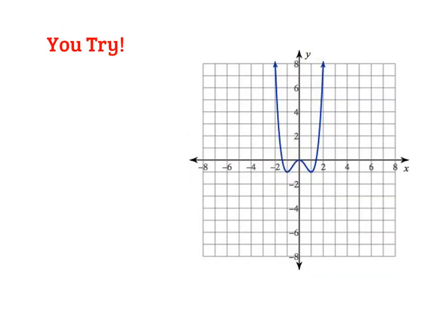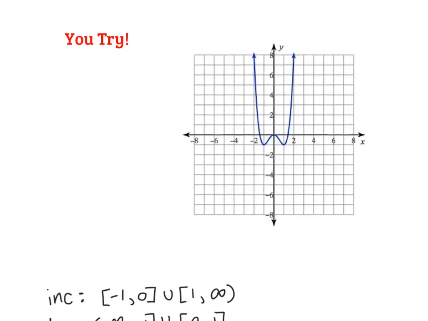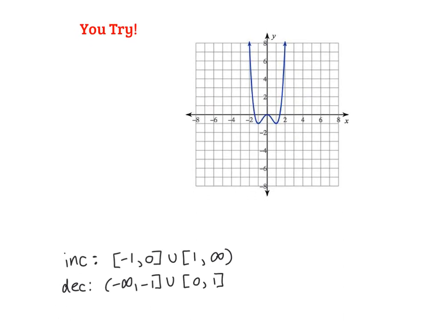Okay, go ahead and pause the video and see if you can determine where this function is increasing and decreasing. Okay, let's check our answer here. So again, for increasing, if it helps to highlight, you should definitely do that. I can see that it's increasing from -1 to 0, and then from 1 to positive infinity. And my graph is decreasing from negative infinity to -1 and 0 to 1.